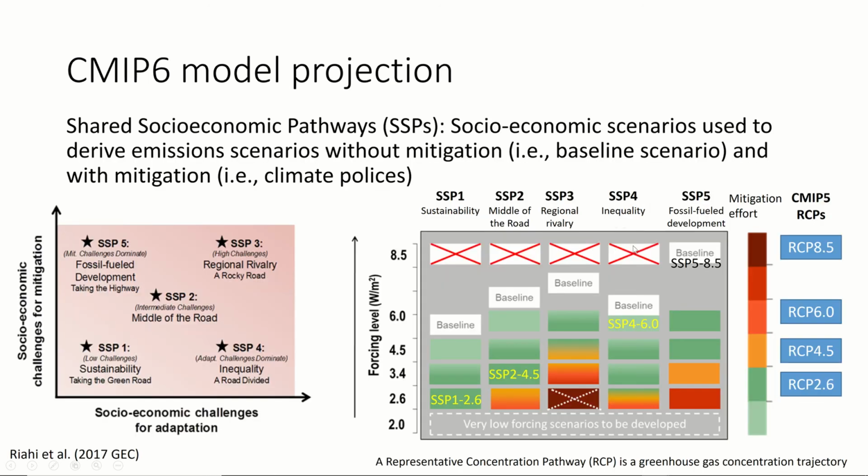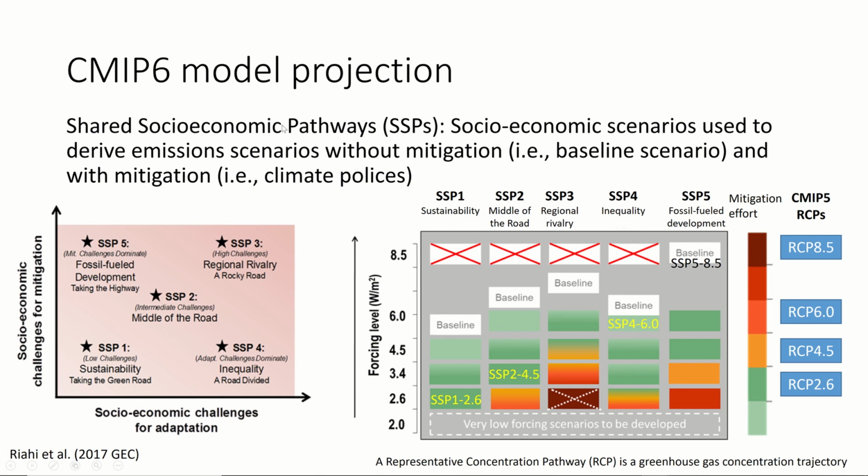Okay, the model projection. In CMIP6, there is more control, more freedom. It has something called the shared socioeconomic pathways. These are socioeconomic scenarios used to drive emission scenarios without mitigation, which would be the baseline scenario, and with mitigation, with some climate policy.